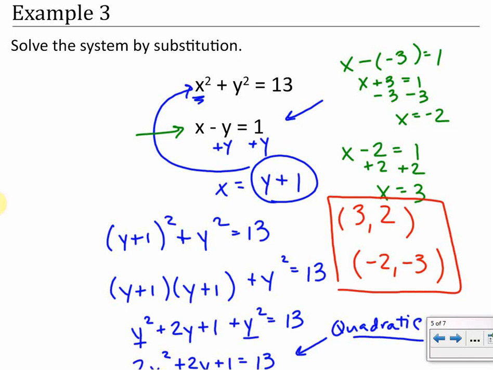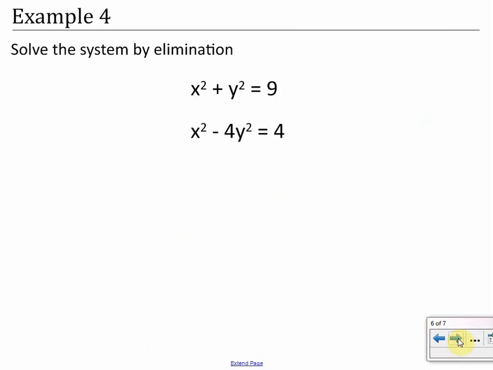Which makes sense because the first equation is the equation of a circle, and the second equation is the equation of a line, so it makes sense that they intersect at two different points. My second method for solving a system is elimination.